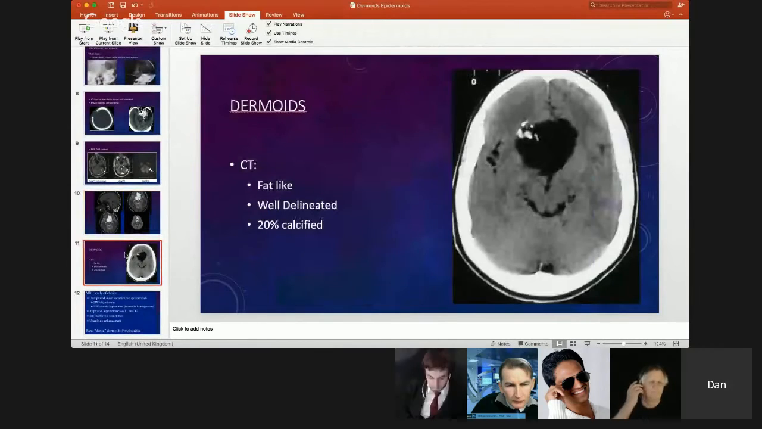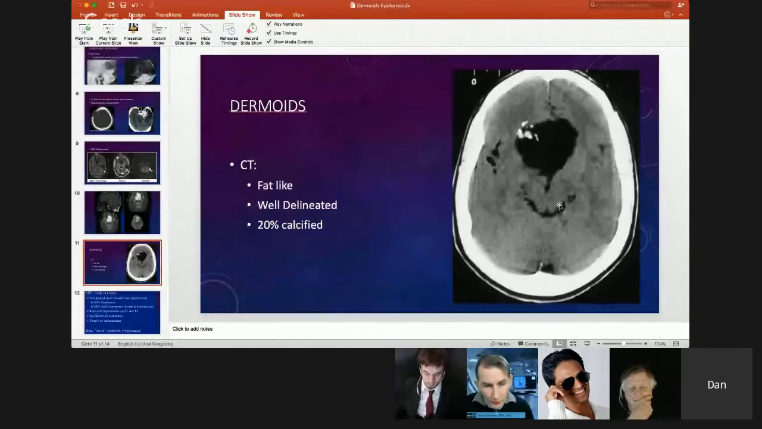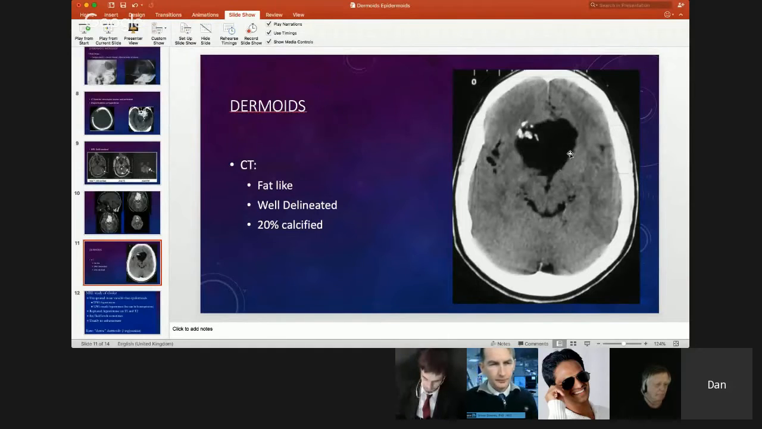When we go to dermoids in terms of imaging, CT scans are very common, and that's what we typically use to diagnose most of them. When you look at it on a CT scan, they usually have a fat-like consistency. They're usually well delineated, and up to 20% of them may be calcified. The image on the right side, again, is an axial CT scan. You can see the midline lesion. It is hypodense in nature, what you'd expect of fat.